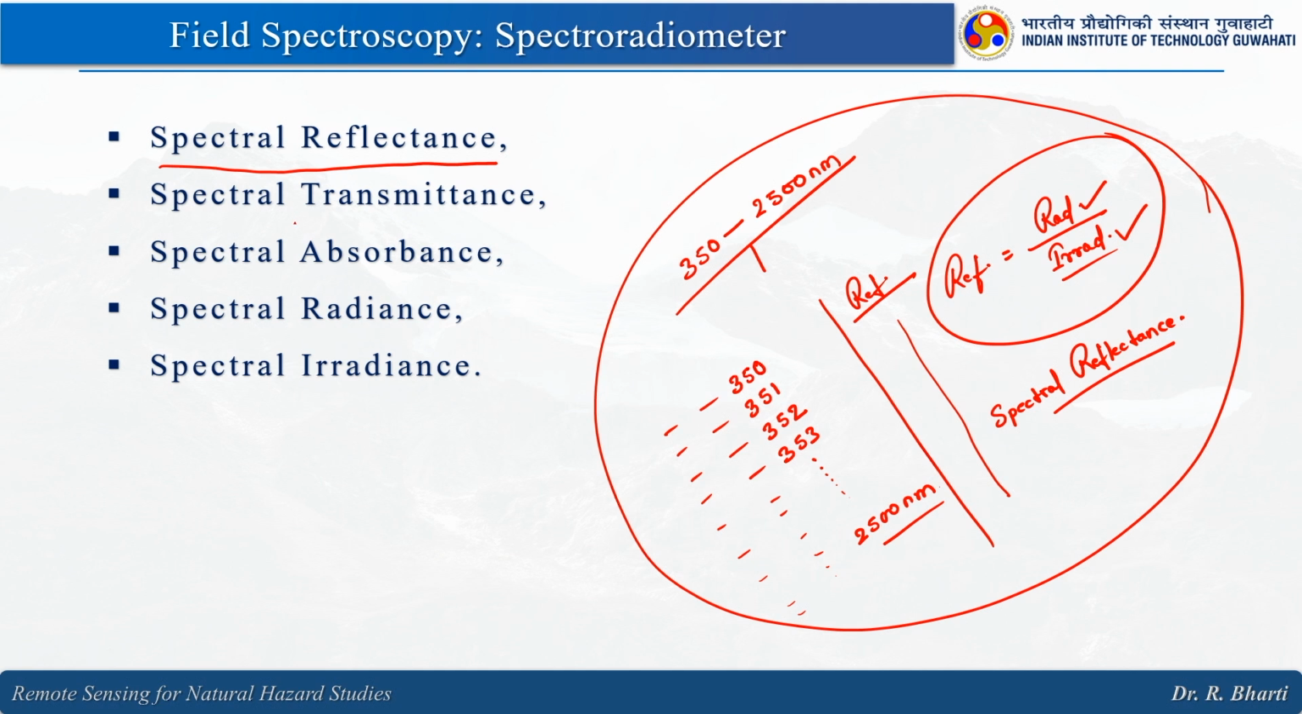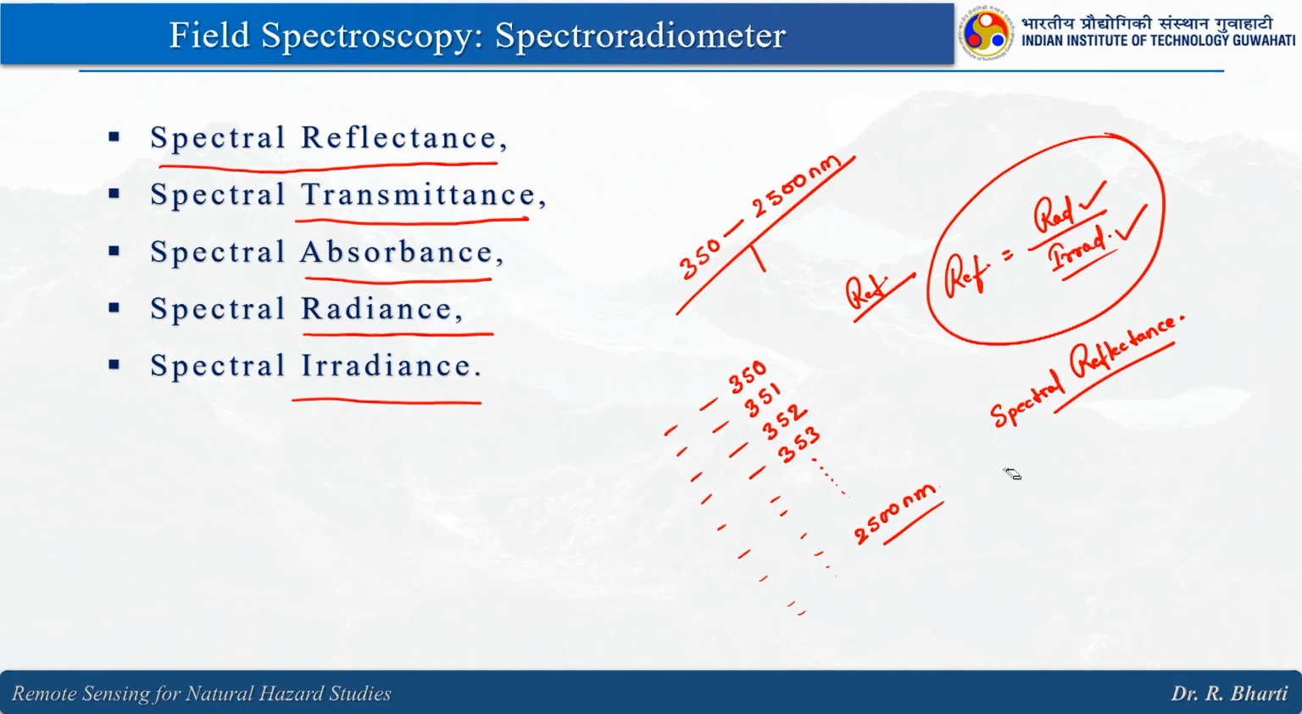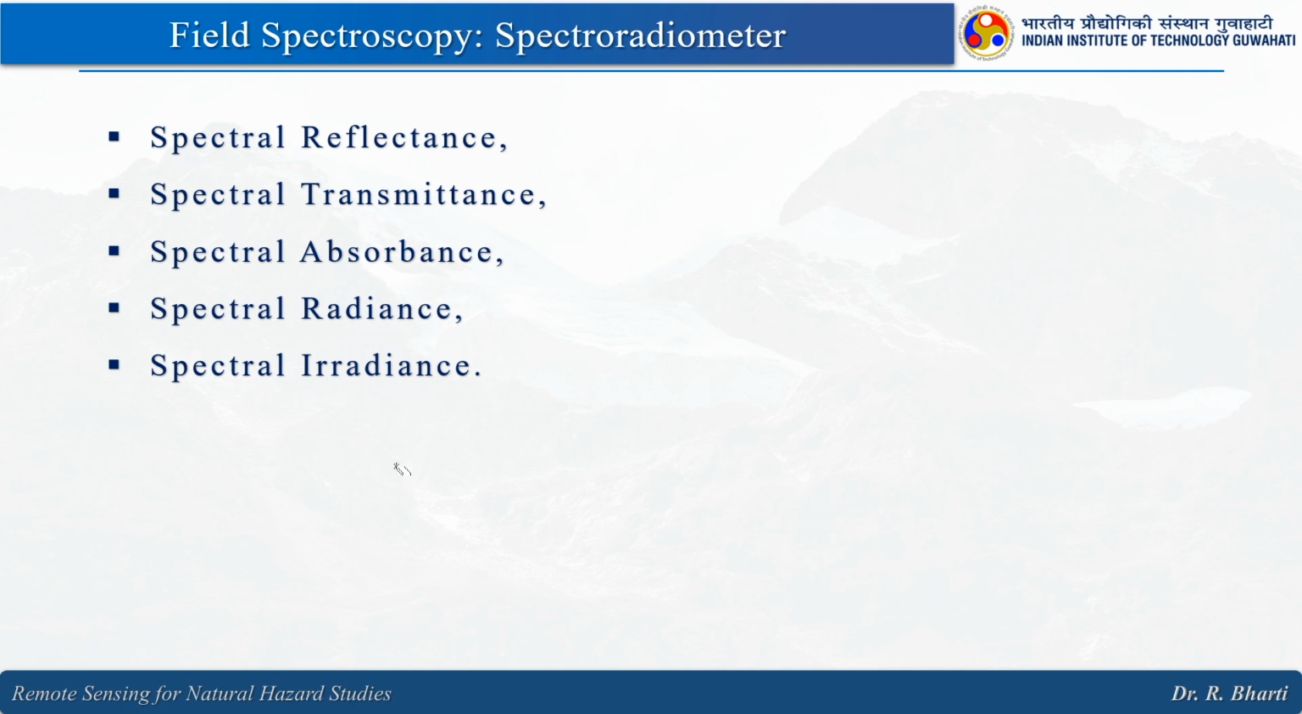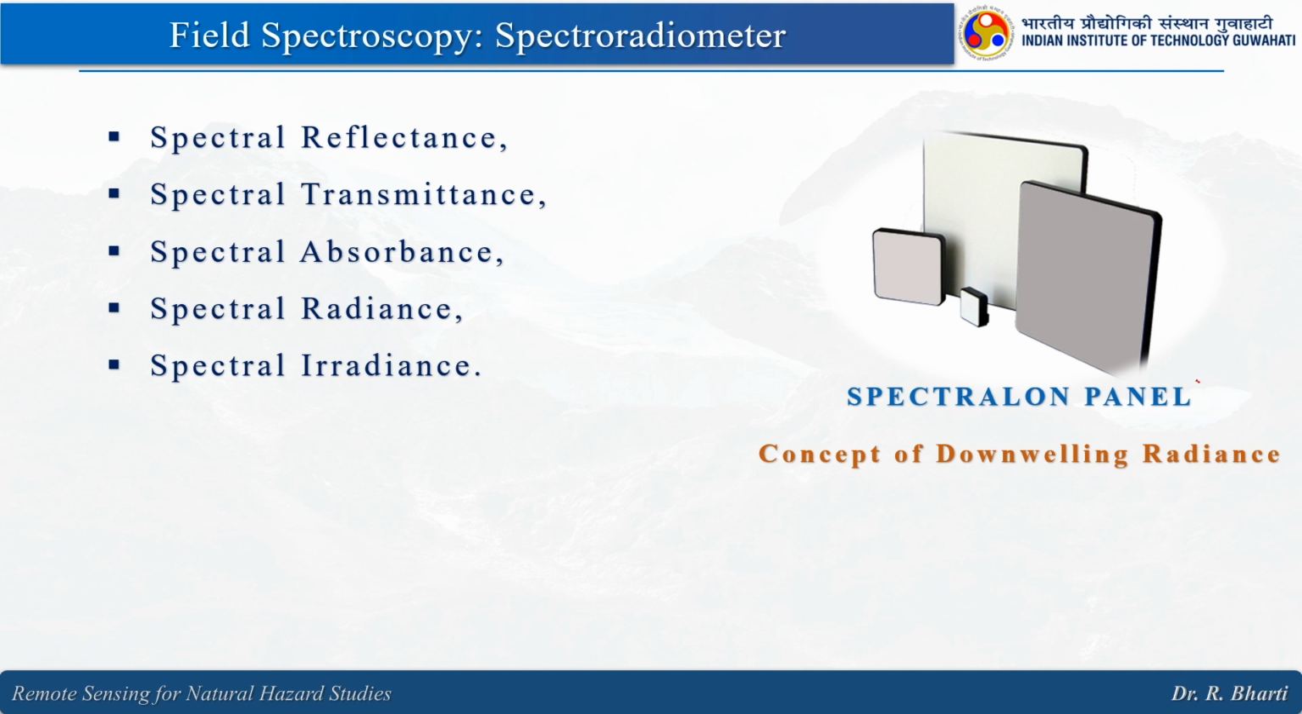In the same way, we will measure the transmittance, absorbance, radiance and irradiance that we have already discussed. So, all these measurements can be done with the spectroradiometer, which is available in the market. It can be ASD, GER or any other company. So, remember, this is just for the example, I am referring to their name, I am not validating or advertising their instruments. Now, this is one thing which is very important, that is the spectral panel.